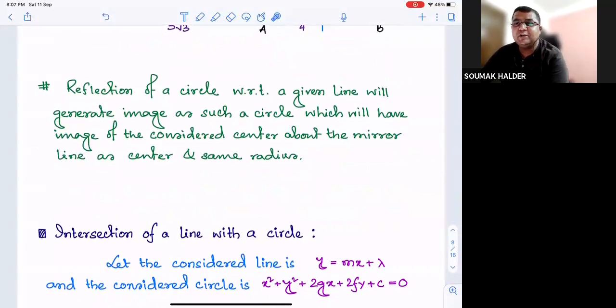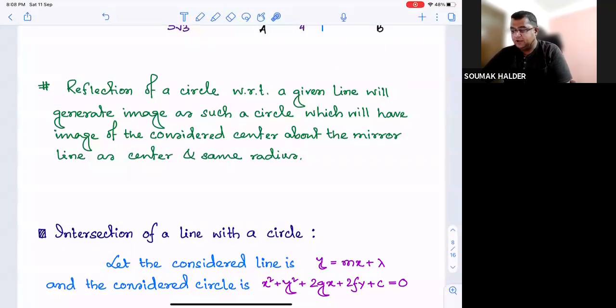So the line being considered as a non-vertical line, that is where we are considering it as y is equal to mx plus lambda. Only the vertical lines cannot be represented in this variation. And we are considering our circle in standard general form.